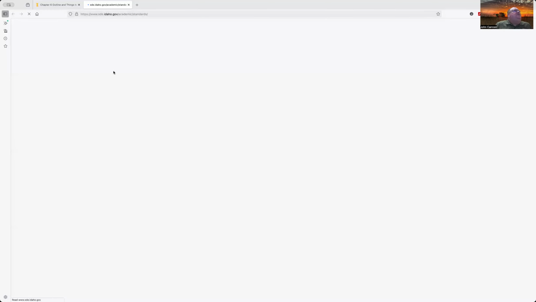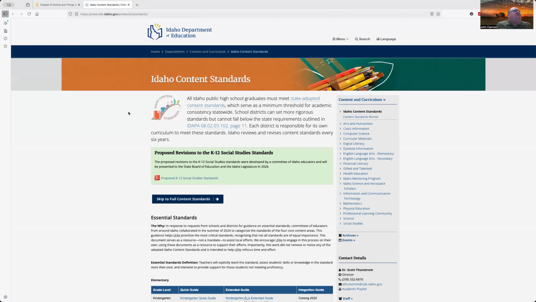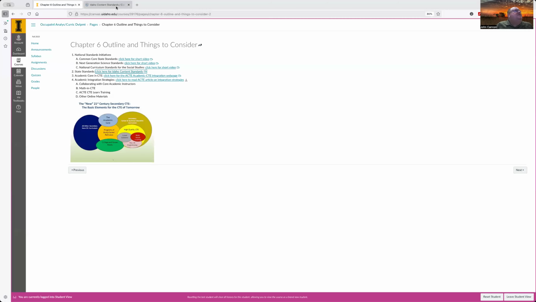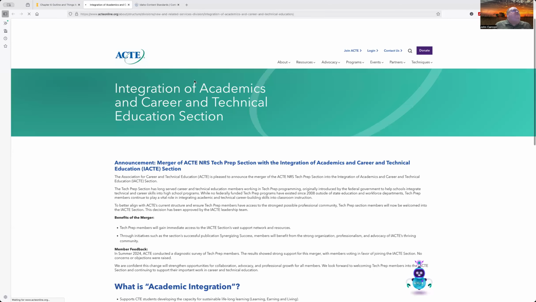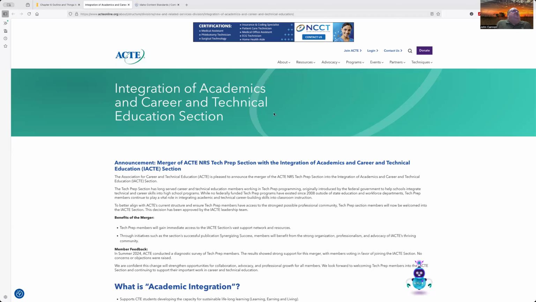Then the authors go into state standards, and I have provided a web link to the Idaho Department of Education's content standards for Idaho. And then the third thing is the academic core in CTE and a website from ACTE on the integration of academics and career and technical education.